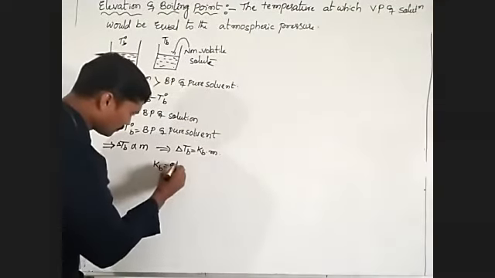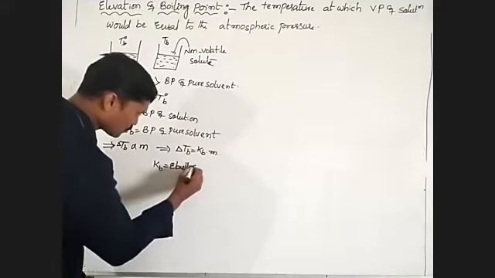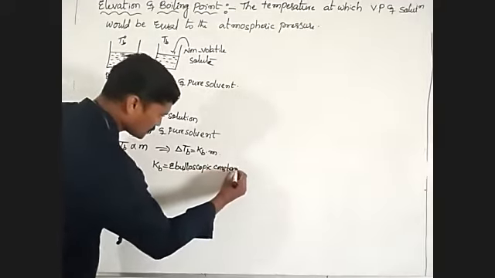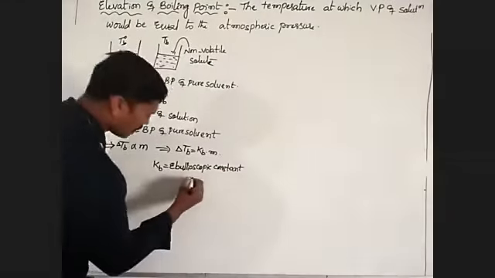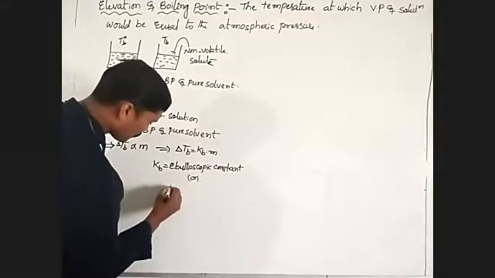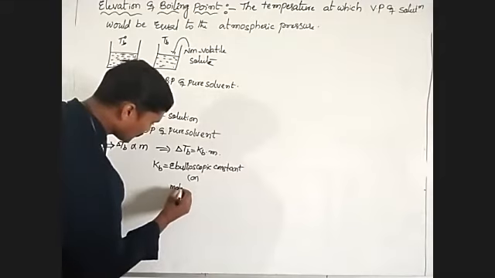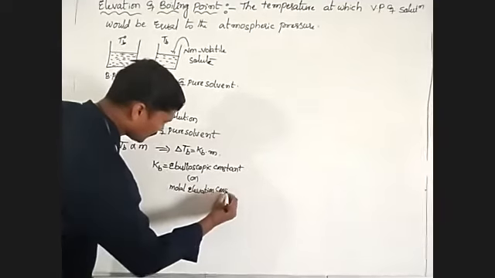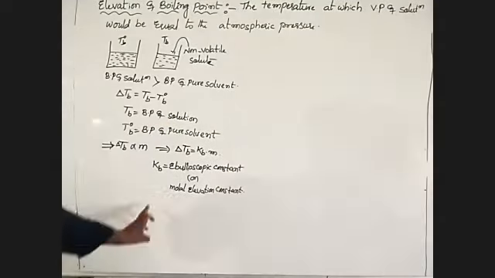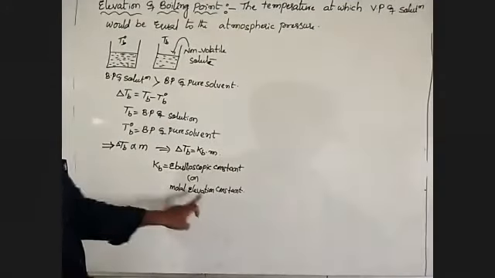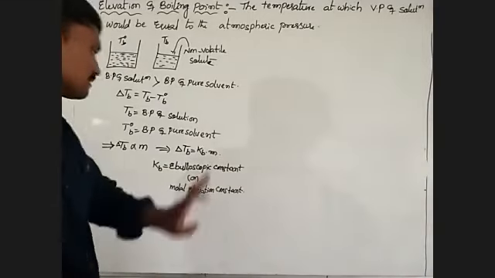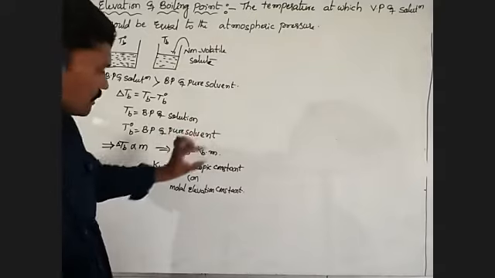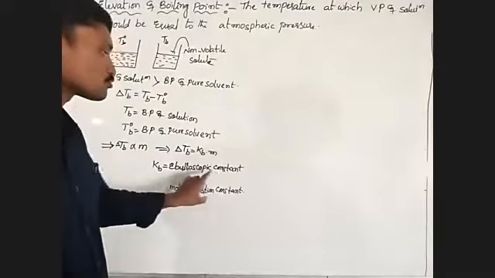Kb is the ebullioscopic constant, or molar elevation constant. That means delta TB is equal to Kb into m, where Kb is the ebullioscopic constant.